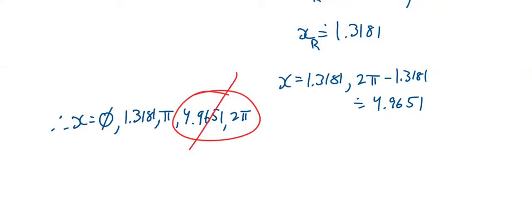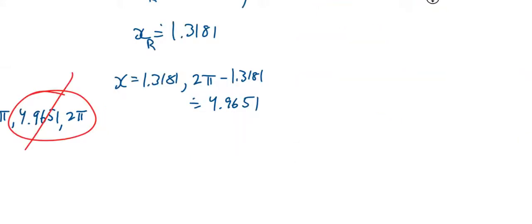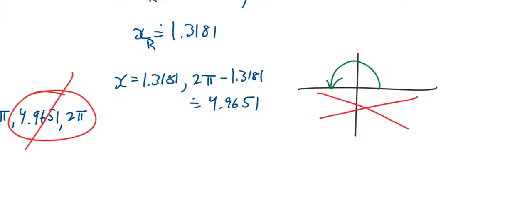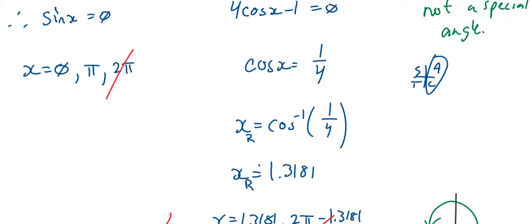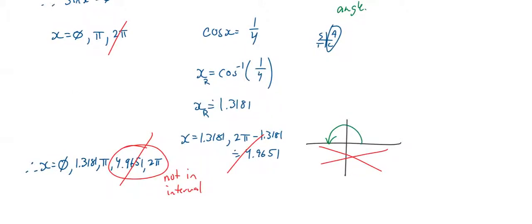How do I know this one's not in the interval? Well, it's in quadrant 4. What is 0 to pi? So anything in quadrants 3 and 4 is no good. Quadrants 1 and 2 is what I would want. So these are not in the interval that we were given. So that's gone, and that would be gone. We wouldn't even bother doing them. If you can, stop at the end of the interval to save yourself the time. Any questions?